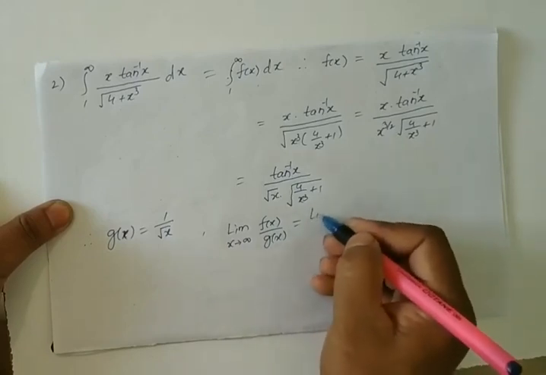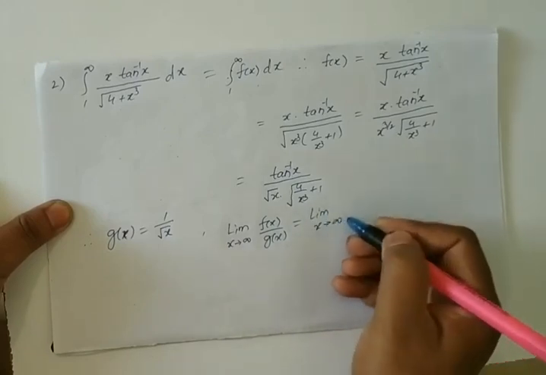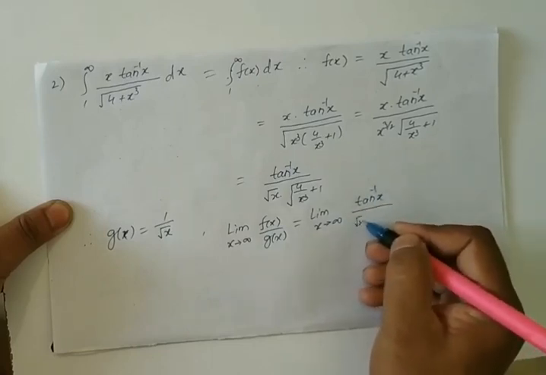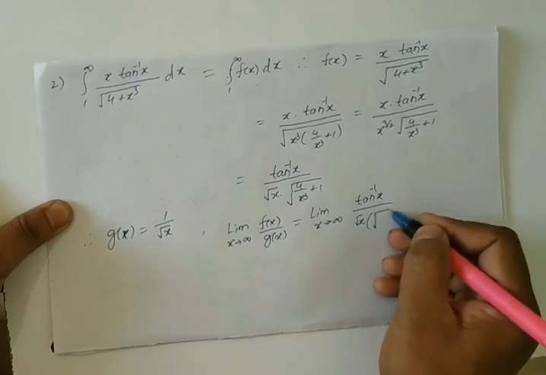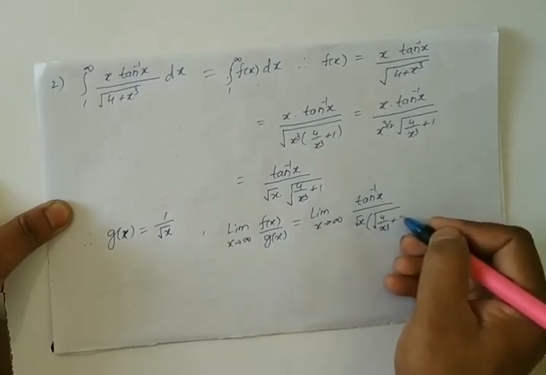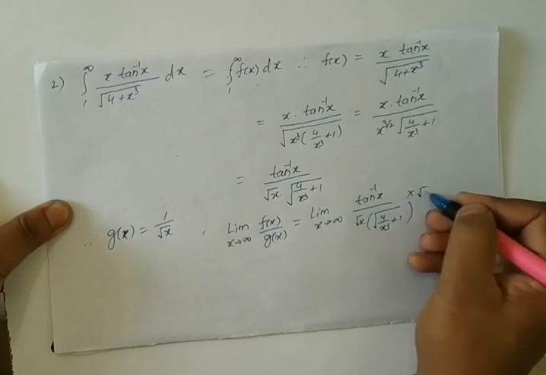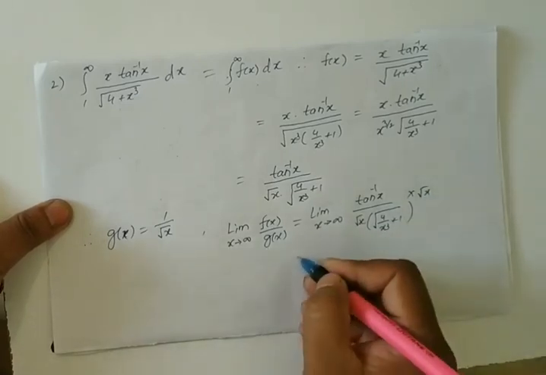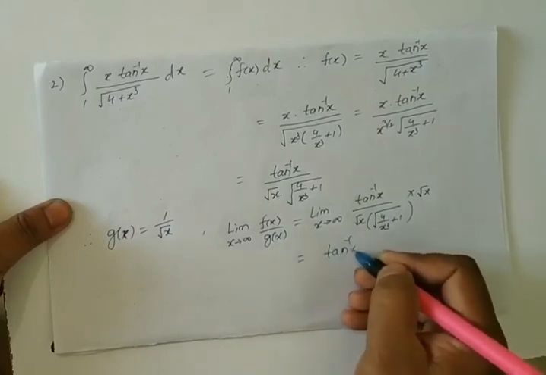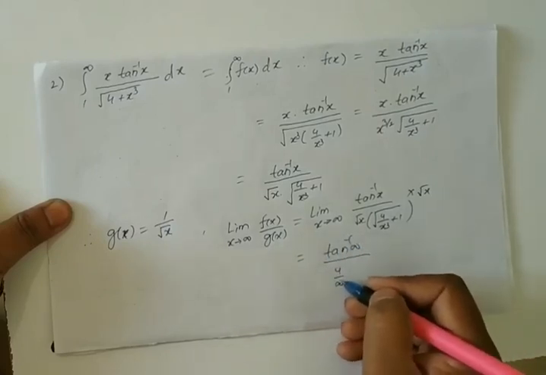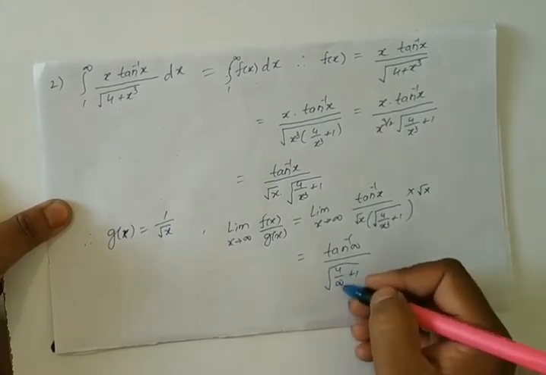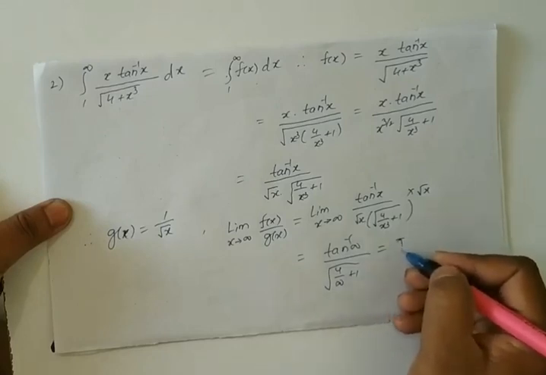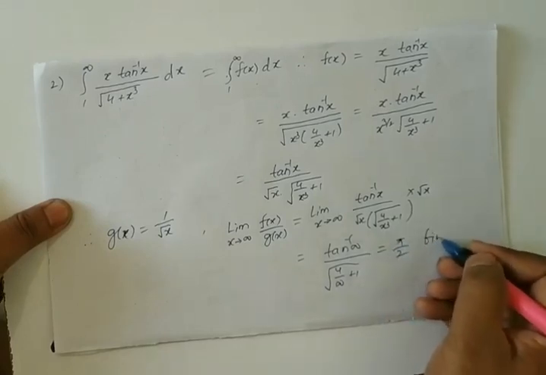Next we have to find limit x tends to infinity f of x by g of x. Which is equal to limit x tends to infinity, f of x is nothing but tan inverse x by root x into square root of 4 by x cube plus 1, into root x. Root x gets cancelled. So next apply x tends to infinity. So here we get tan inverse infinity by 4 by infinity plus 1. 4 by infinity is nothing but 0 plus 1 is nothing but 1. Tan inverse infinity is nothing but pi by 2, which is finite.